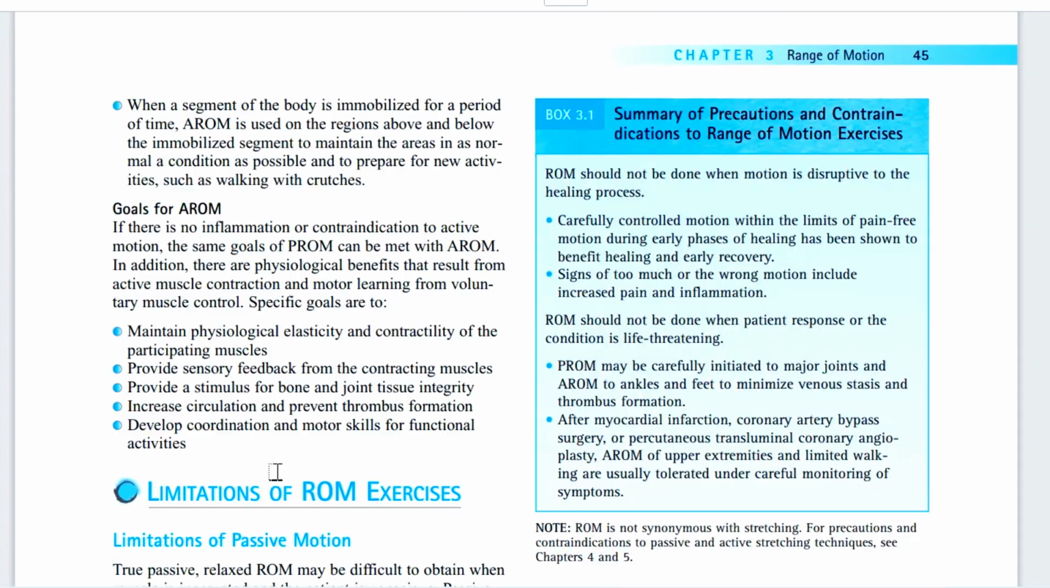After that, there are certain goals the active range of motion has to complete. The goals that active range of motion has to achieve are similar benefits as the passive range of motion, if no inflammation or contraindication exists. Majorly, the benefits are the same.